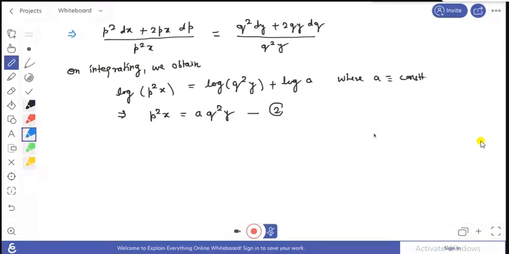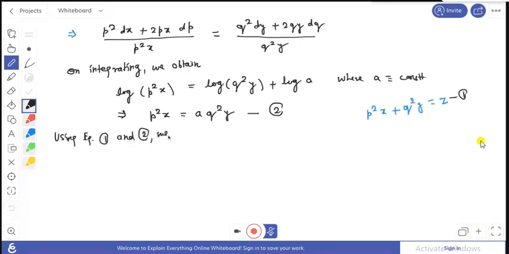Okay, and what is equation number 1? So equation number 1 is p square x plus q square y equals z. Okay, and here this p square x equals this thing. So from these equations, this is your equation 1. So from equation 1 and 2, we find that this is a q square y, and this is this thing. So this becomes a q square y plus q square y equals z. So this implies q square y into a plus 1 equals z.